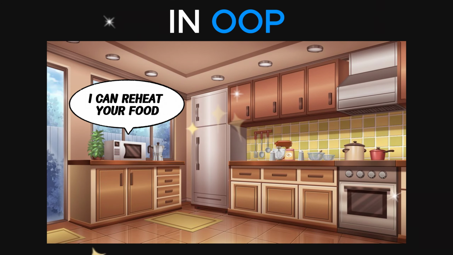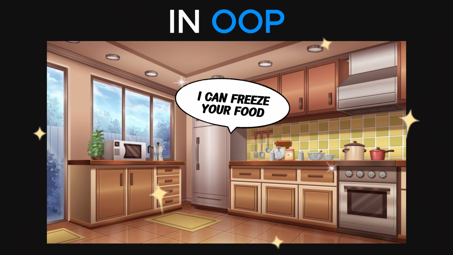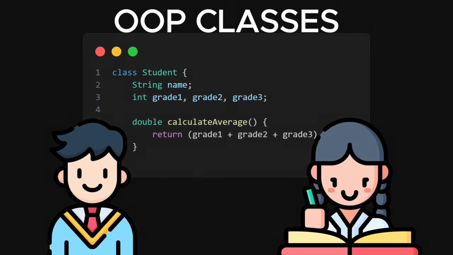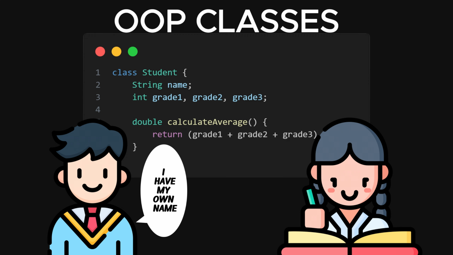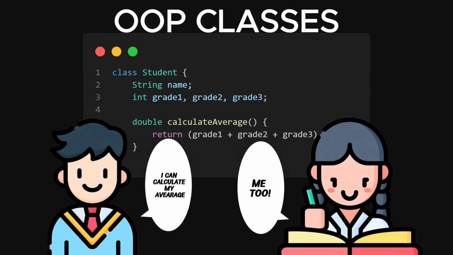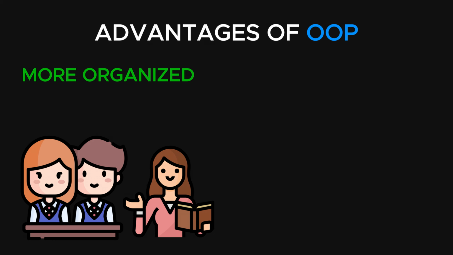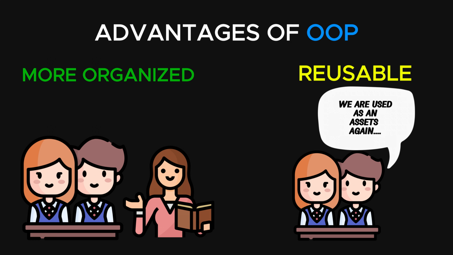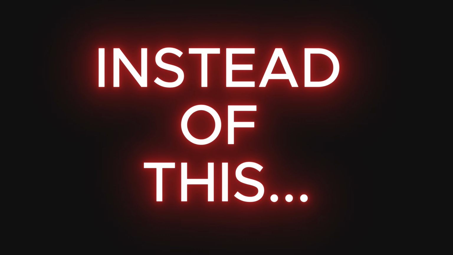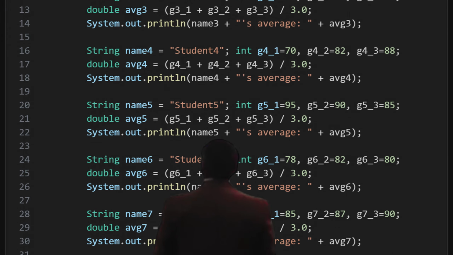In OOP, it's like having a smart kitchen, where each appliance knows what to do. You have a student object that stores its own name and grade, and can calculate its own average. Advantages? It's more organized, reusable, and if you need to change something, you only do it in one place instead of hunting through hundreds of lines.